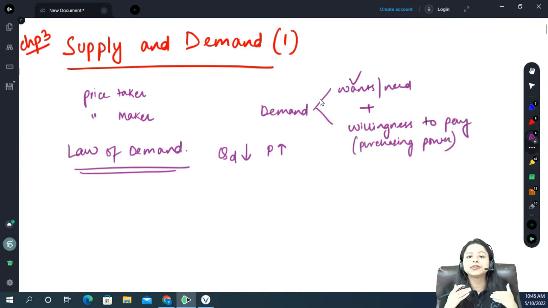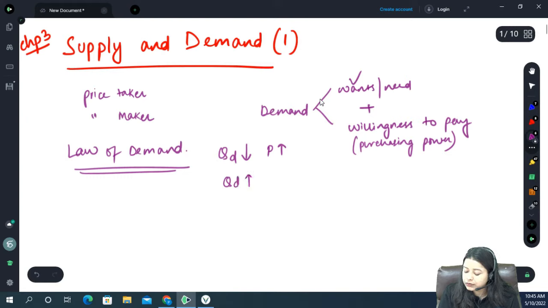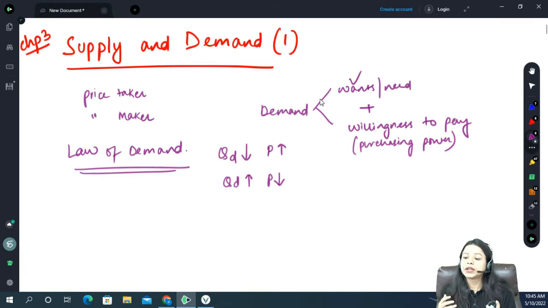Very simple. Obviously, if the price increases, it's a general notion that the demand for that particular good will decrease. Your willingness to pay might decrease or your want might decrease, right? Similarly, vice versa, the quantity demanded will increase over a given period of time when the price decreases, for example during a sale. We'll be discussing the reasons why there are sales and different types of prices in later classes. It's a very interesting concept. So this is the law of demand.